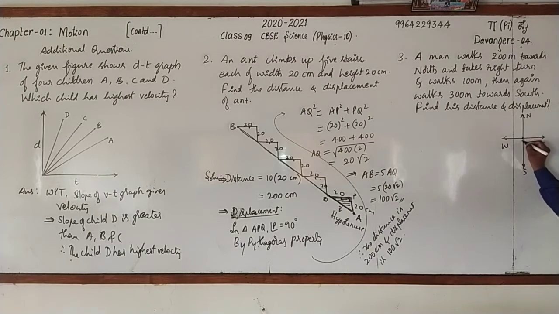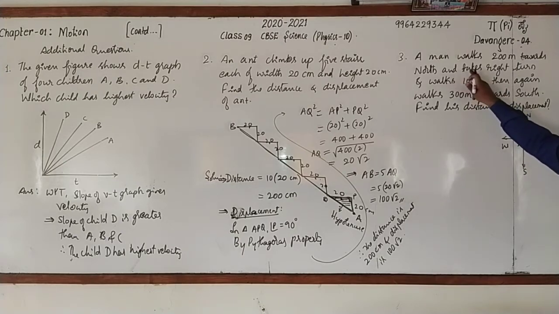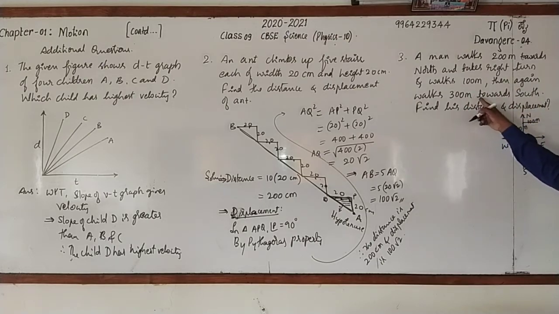Okay, I take this as the initial position A. Towards north, he moves 200 meter and takes a right turn. Then he walks just 100 meter. Then again he walks 300 meter towards south. I call this point as B, this as C, this as D. You are going to find out the distance and displacement.